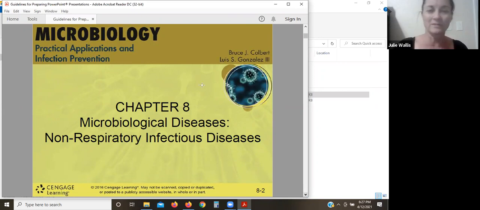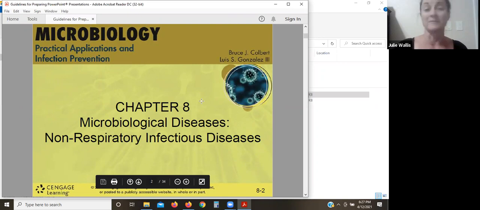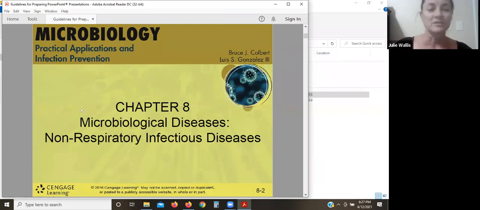The information is not really organized that well in this textbook. But whatever the case, chapter 8 is diseases of any organ system in the body that is not a part of the respiratory system. And then they have chapter 9, which is the respiratory system infections.